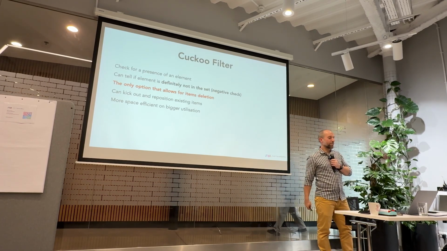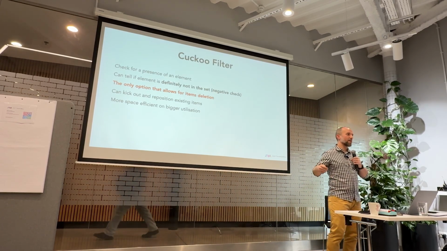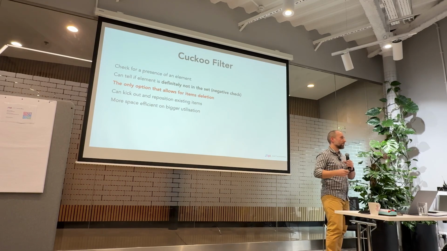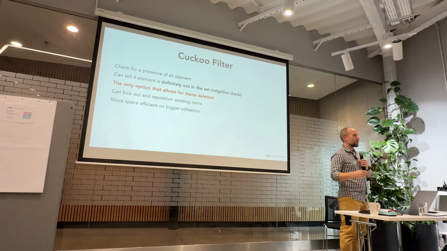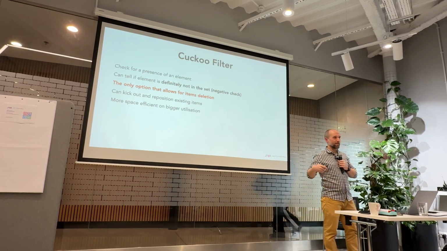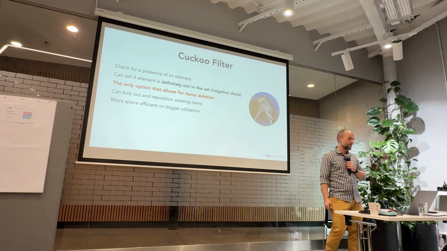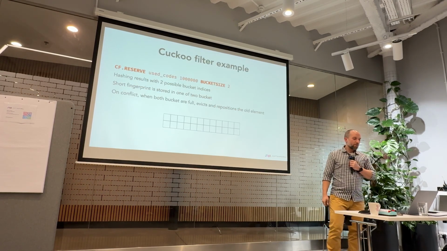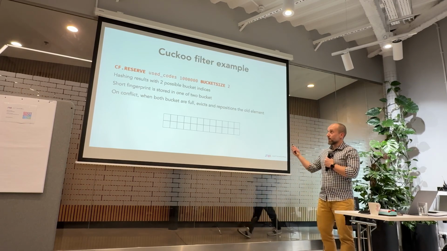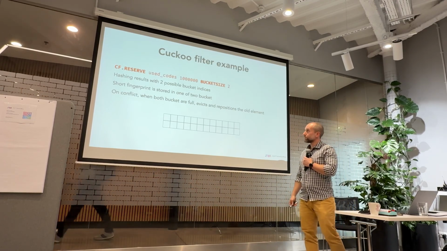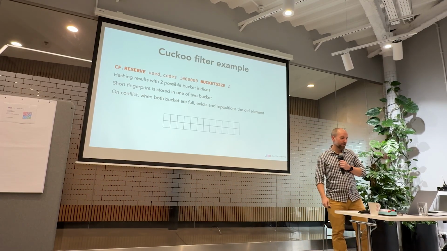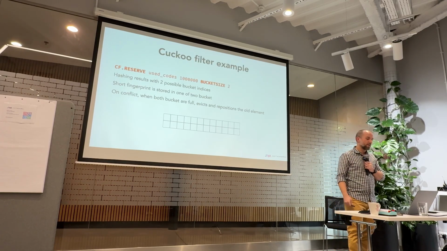It's more space efficient at a bigger utilization, so the more elements you have in there, the more concisely it's able to put them. So slightly better utilization of memory than in Bloom filters. The cuckoo filters are used instead of BF, they use the CF prefix, and they work slightly differently. Let's imagine that we have this grid.